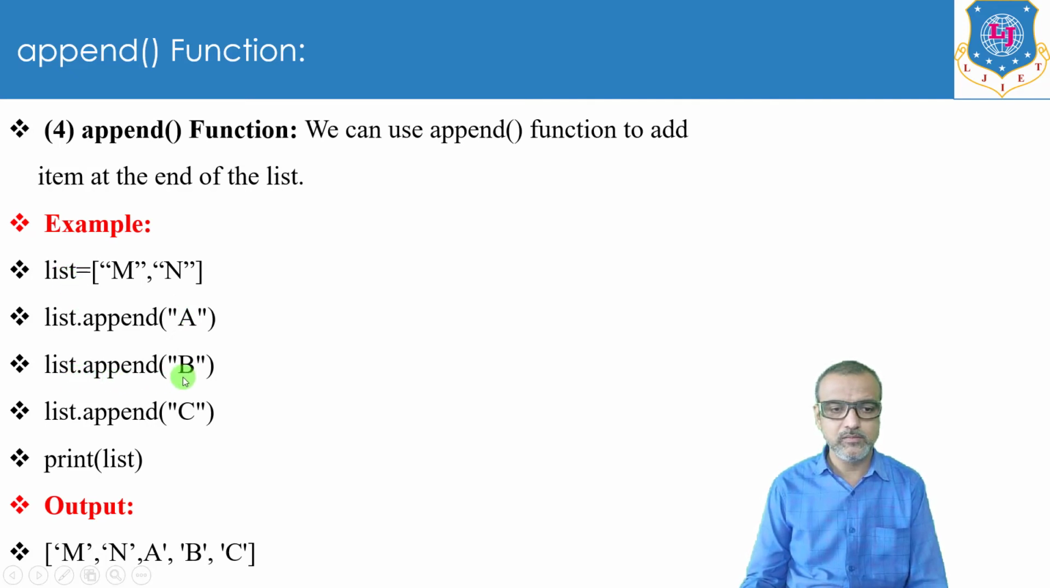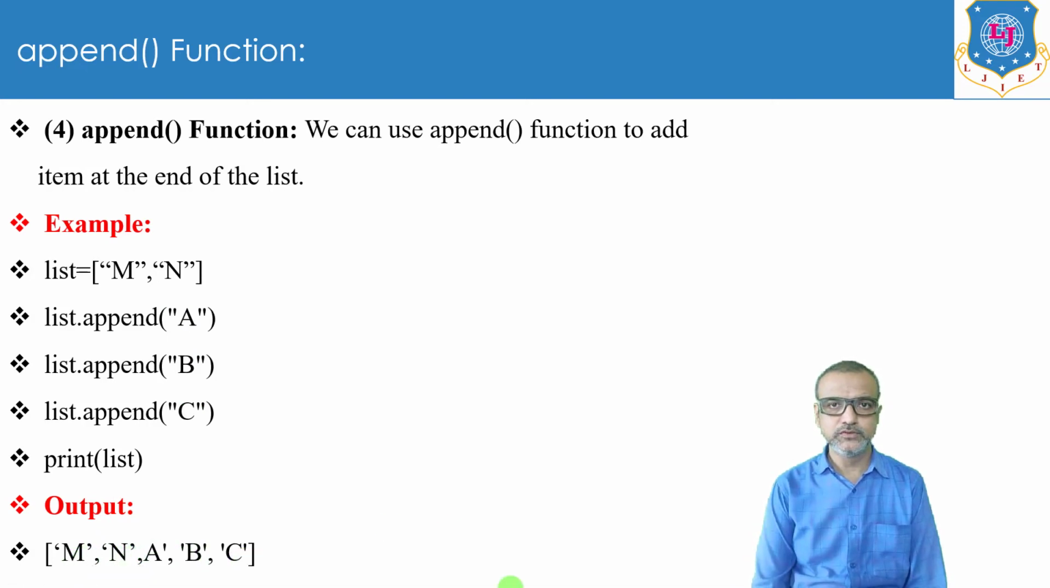list.append(b) will be added after a in the list. Finally, list.append(c) will be added after b in the list variable. Print list, it will give us all the 5 elements, that is m, n, a, b and c. So what is the output in this case? That is m, n, a, b and c.